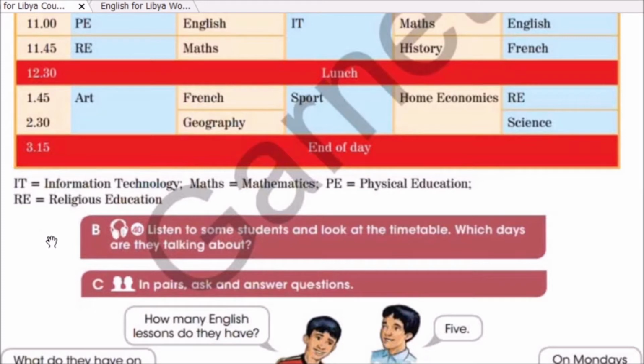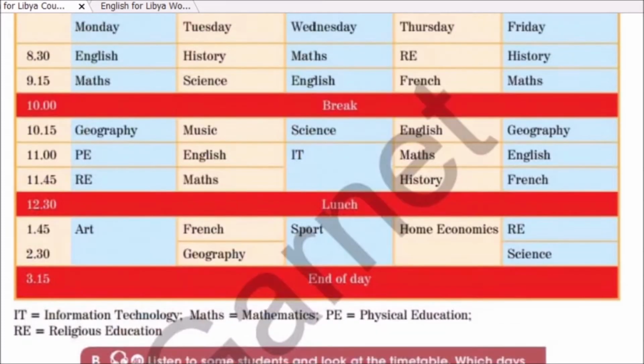Now, let's move on to question B. Listen to some students and look at the timetable. Which days are they talking about? We're going to listen to the students and look at the timetable and then say which day they're talking about.